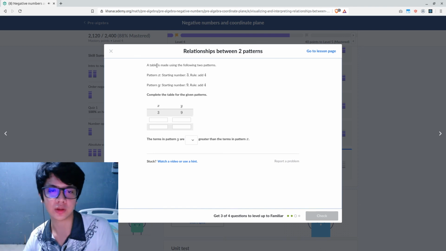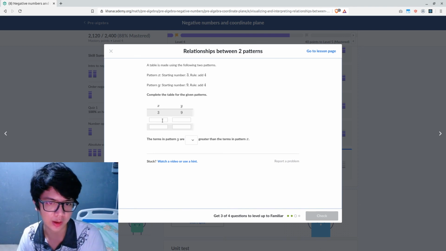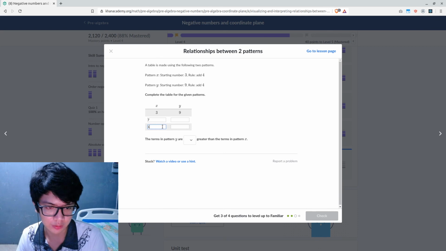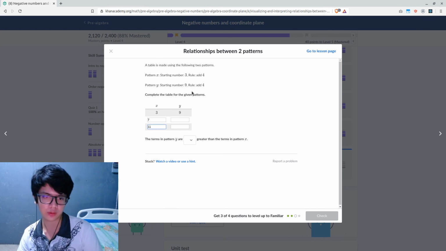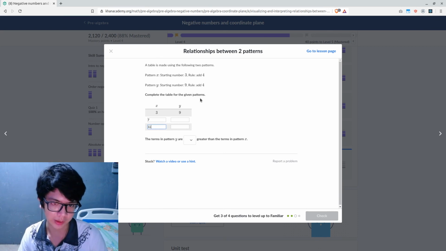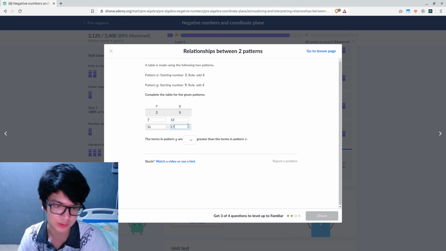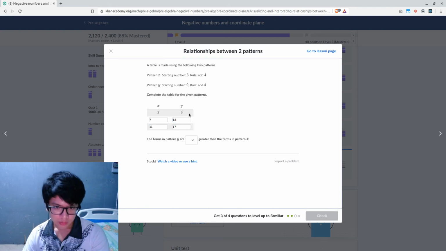The table is made using the following patterns. X starts 3, add 4. 7, 11. Starting rule 9, add 4, add 13, 17. It's correct. 3 plus 4, 7 plus 4, 11. 13 plus 4, 17. Yeah.